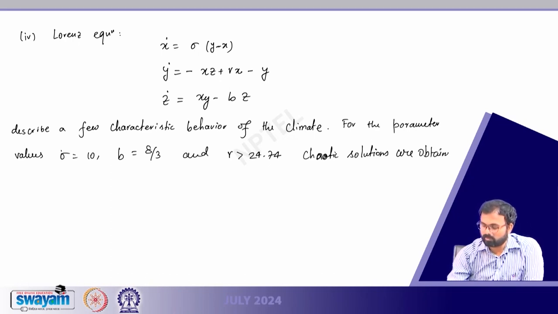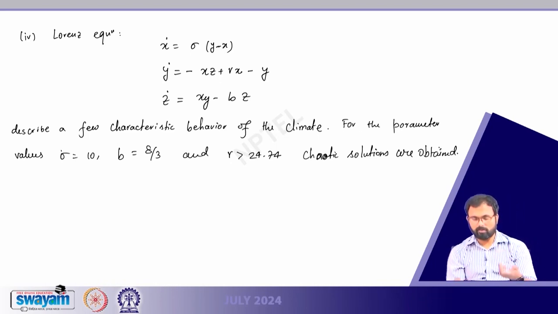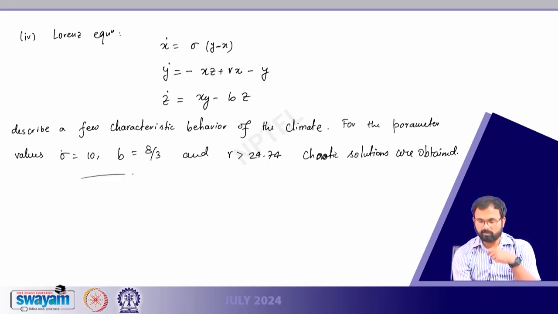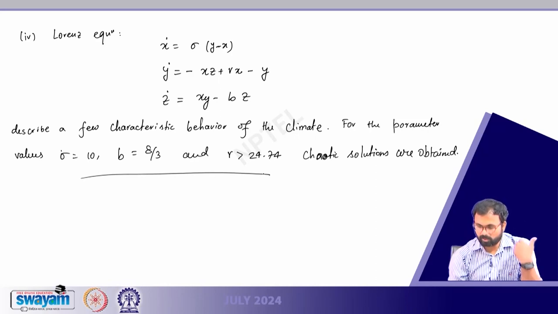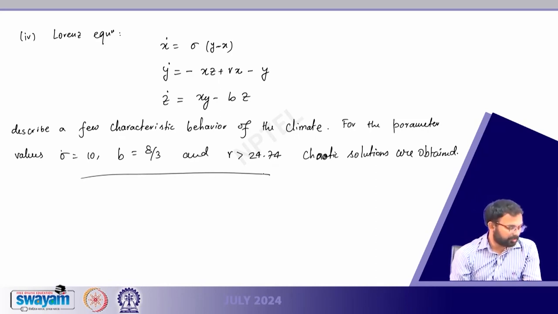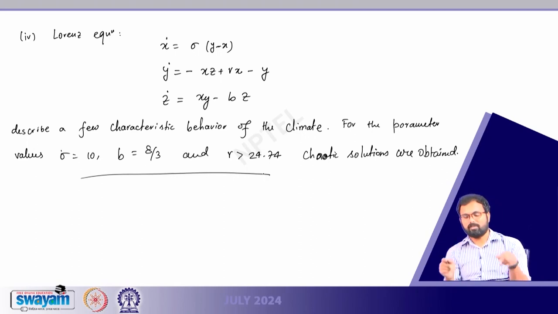We may try to solve it using Runge-Kutta method, and from there we can slowly try to solve it, and for these values we can see that this chaotic behavior of the solution is obtained. And for obvious reasons, the attractor is called the butterfly of Lorenz, and it sort of has a butterfly kind of structure, right?